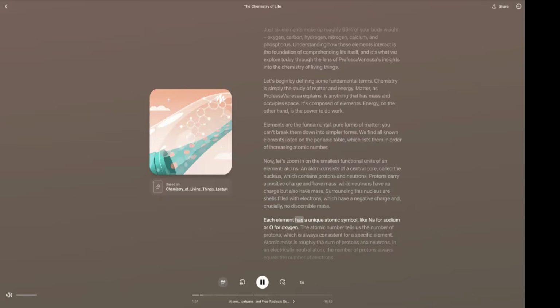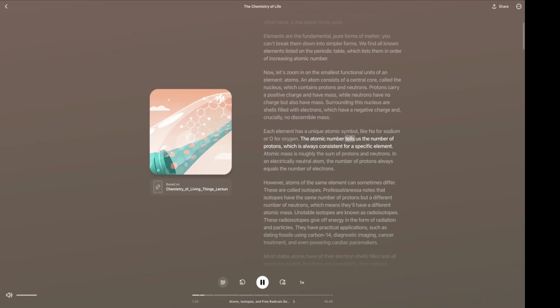Each element has a unique atomic symbol, like Na for sodium or O for oxygen. The atomic number tells us the number of protons, which is always consistent for a specific element. Atomic mass is roughly the sum of protons and neutrons. In an electrically neutral atom, the number of protons always equals the number of electrons.